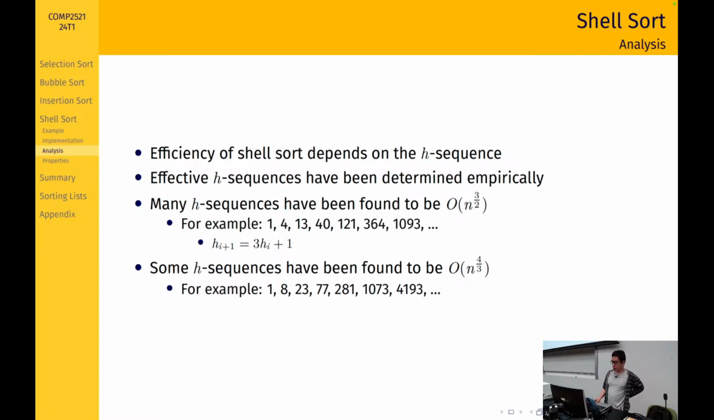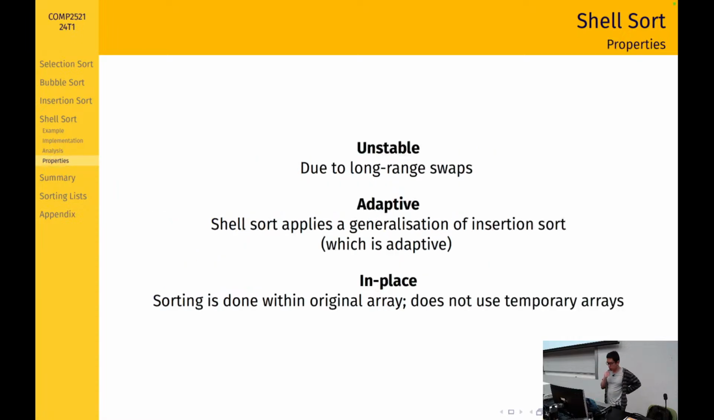All right, so that's shell sort. The properties of shell sort are, first of all, that it's unstable. It's unstable because you need to perform long-range swaps, and this can cause the same problem as what I talked about in selection sort.